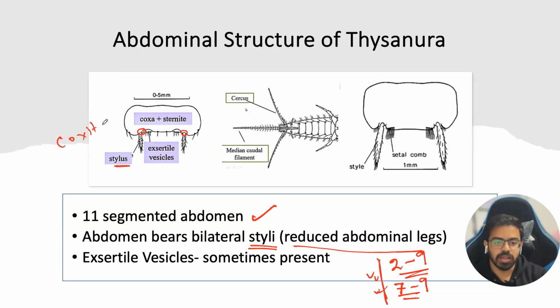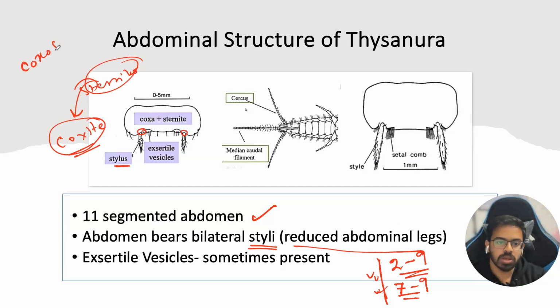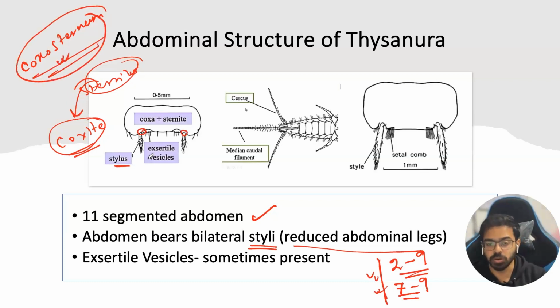In Thysaneura, these coxites and the normal abdominal sternites are fused with each other, forming a portion known as coxosternum. Remember this terminology. Coxosternum is present in Thysaneura only. Take a note of it, please. Then the 11th segment contains 2 cerci and 1 median caudal filament. Please read Insecta and other books for a better understanding.